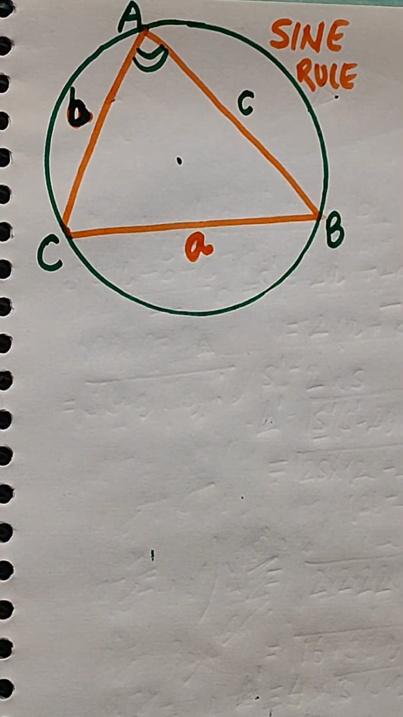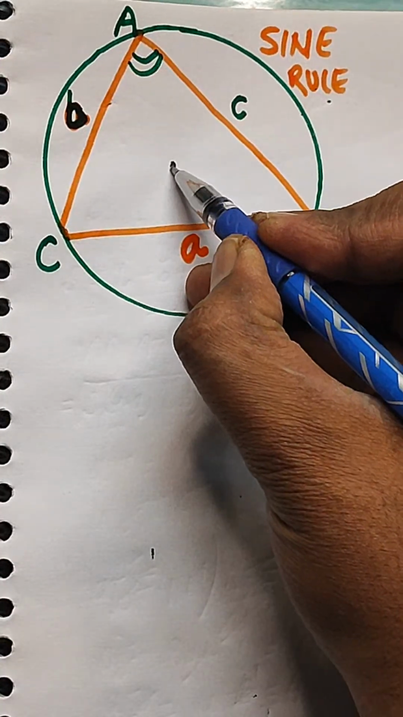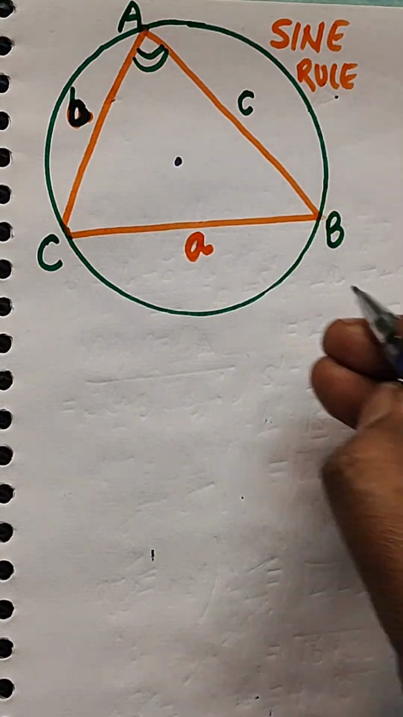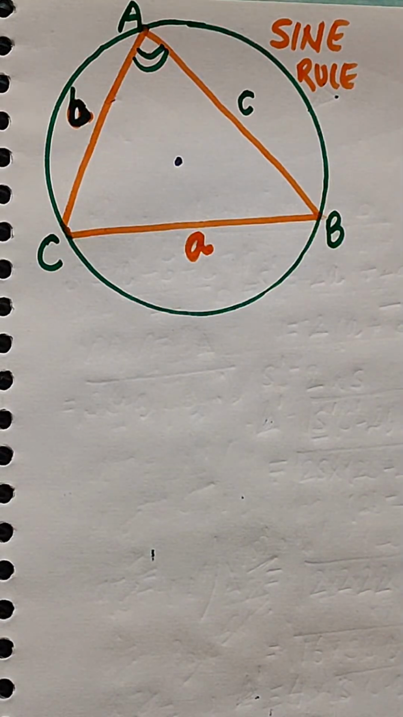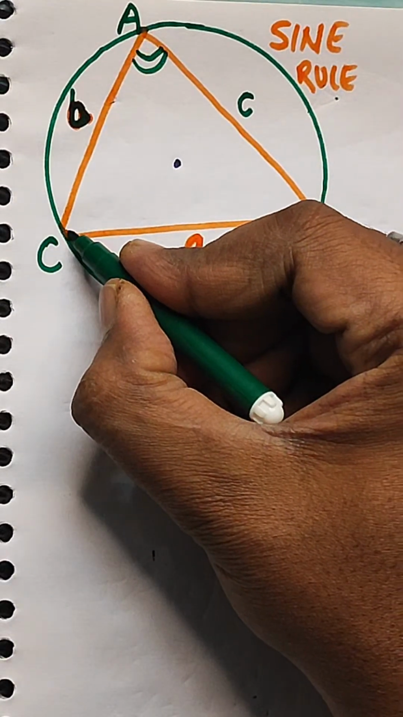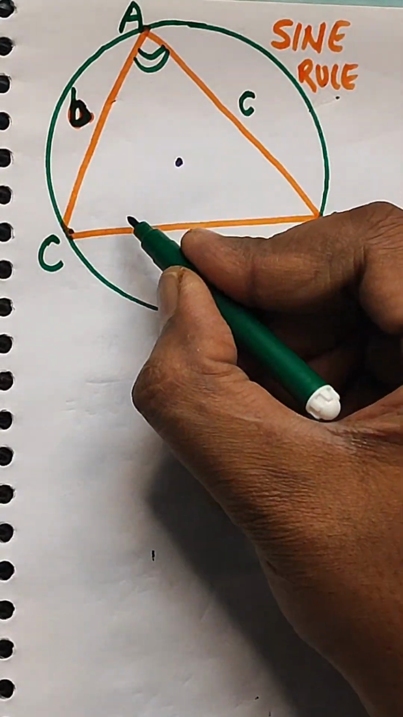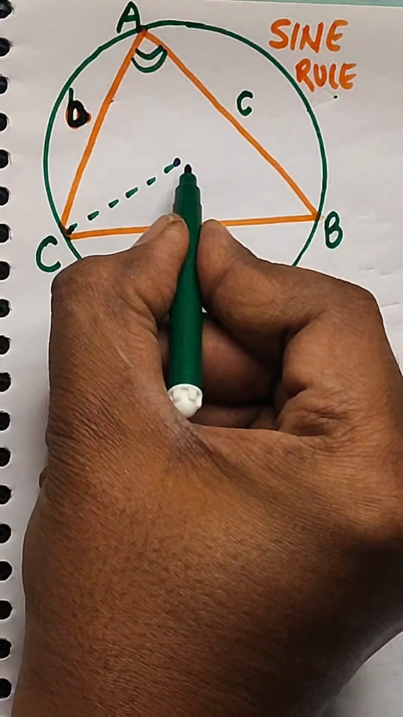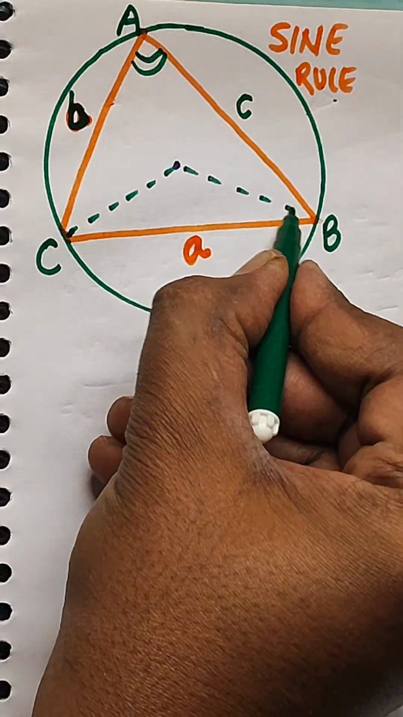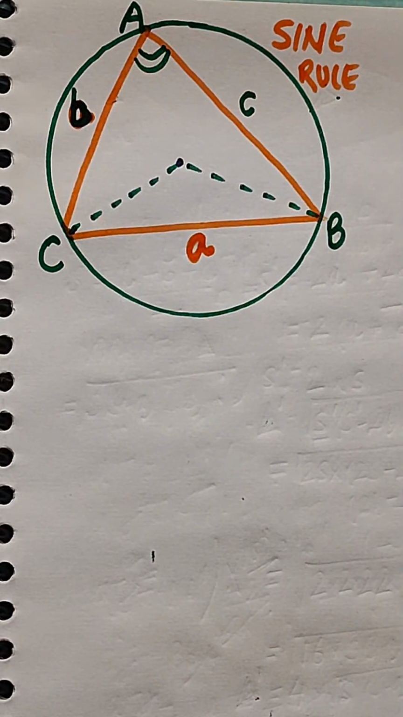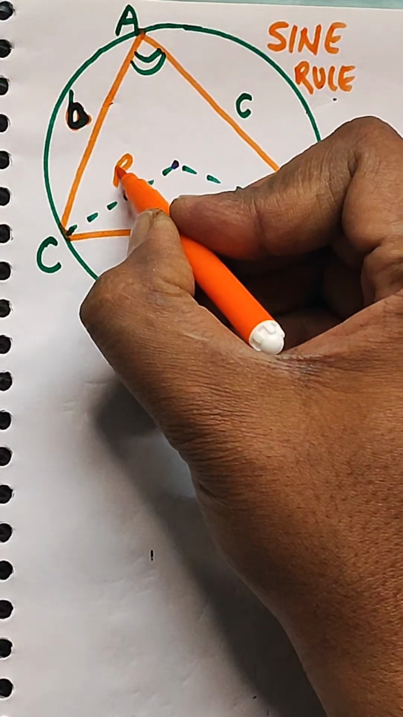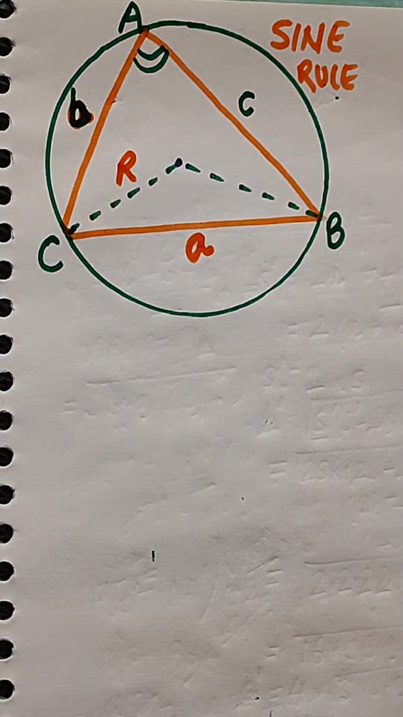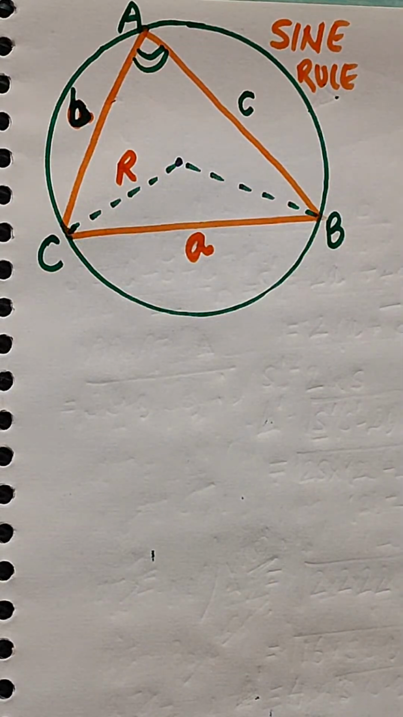If this is the center of the circle, let us join the vertices B and C with the center of the circle, like this. When you join it, if the radius of the circle is represented by R, then this will also be equal to R. So in this case, what will happen?